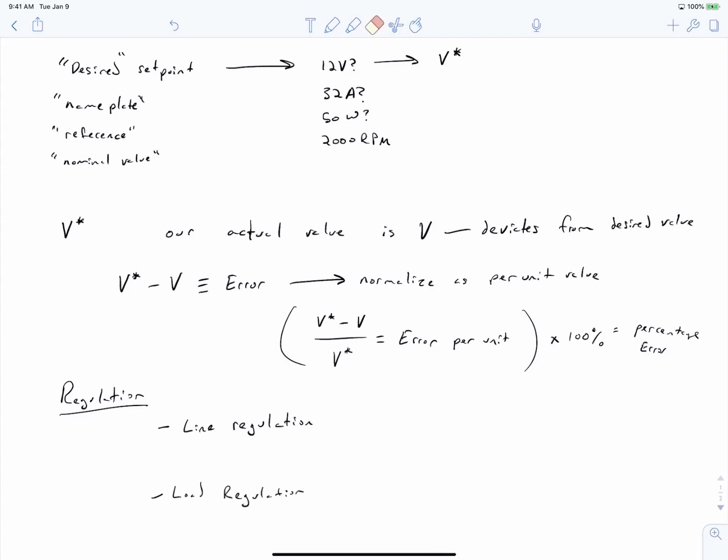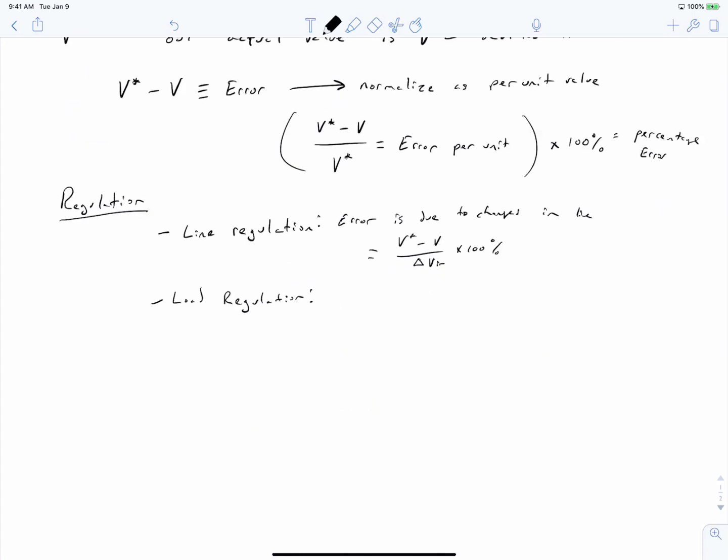And line regulation is so named because it refers to changes in your output behavior due to changes in the line. So, for example, we can be talking about changes in output voltage due to changes in the power grid line voltage. And similarly, load regulation is named this because it refers to trying to regulate errors due to changes in the load. And always the objective or the desired result is that we have 0% regulation, which means that we have no error.